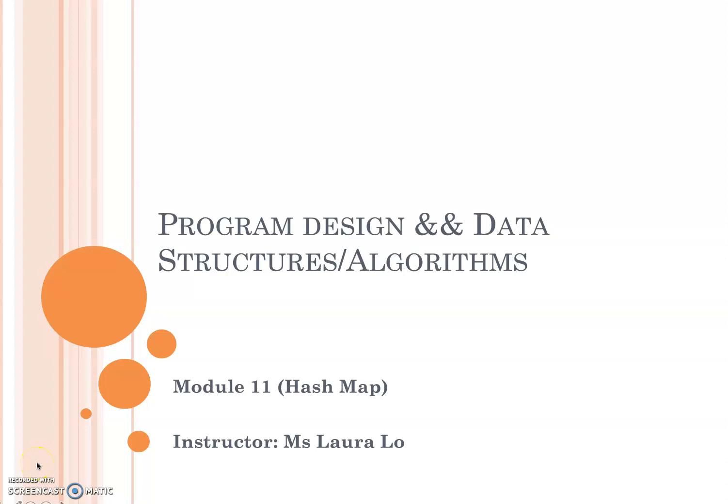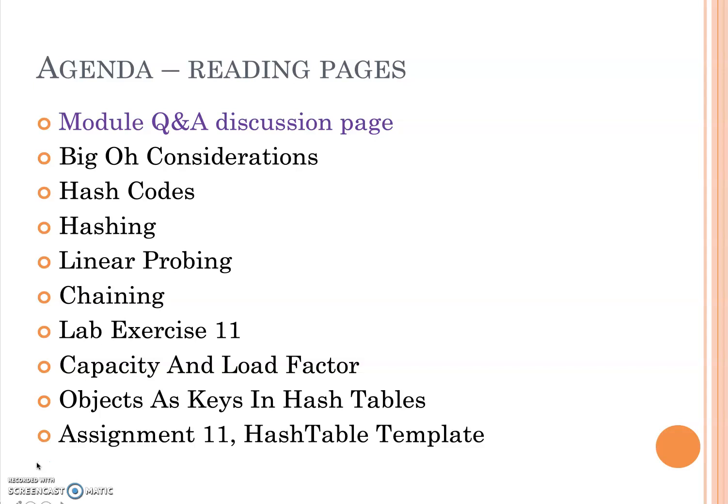Module 11. This week, we will go to the new header file to implement. We call hashMap. So to implement hashMap, we have two different ways. We have the linear probing and the chaining.